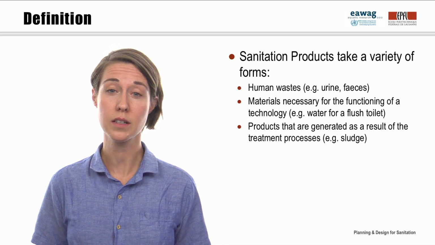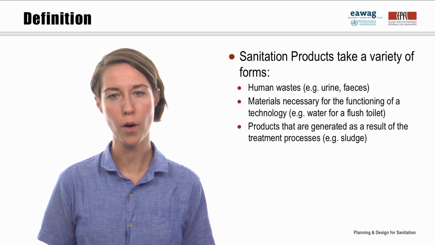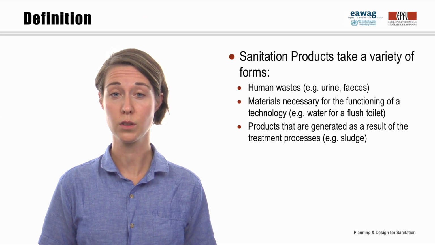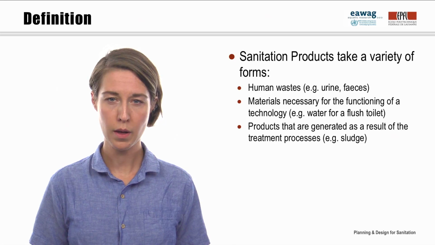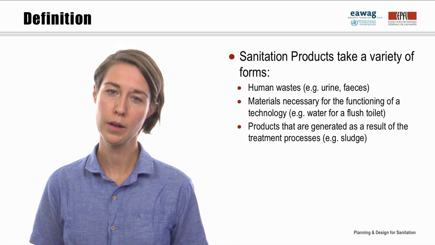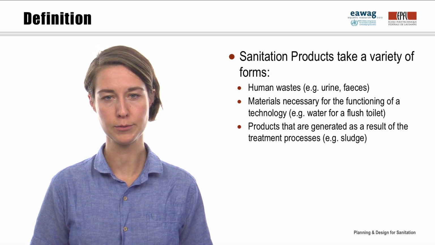There are other products that are generated throughout the sanitation system. Sludge, for example, is the thick, mucky layer that forms at the bottom of a septic tank. Sludge, because of its high solids content and viscosity, may be difficult to pump, but it is also easily dried and therefore can be used as a soil amender. We'll come back to these examples later on.